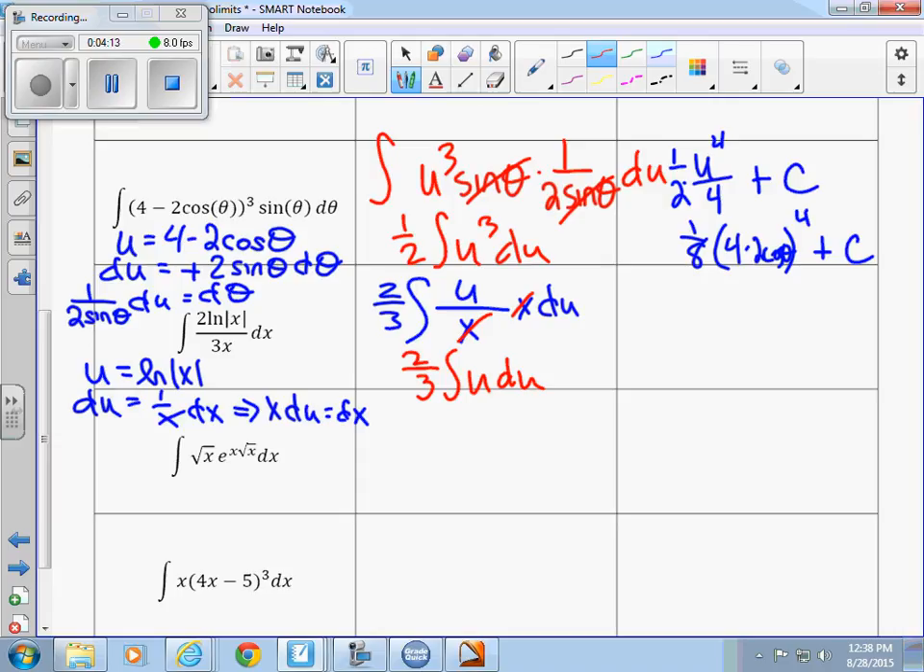So the antiderivative of u is u squared over 2. Raise the power by 1, divided by the new power. So that's 1/3 natural log the absolute value of x, squared. Any questions about that one?